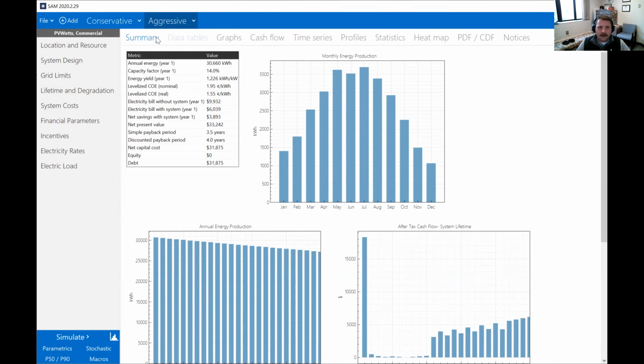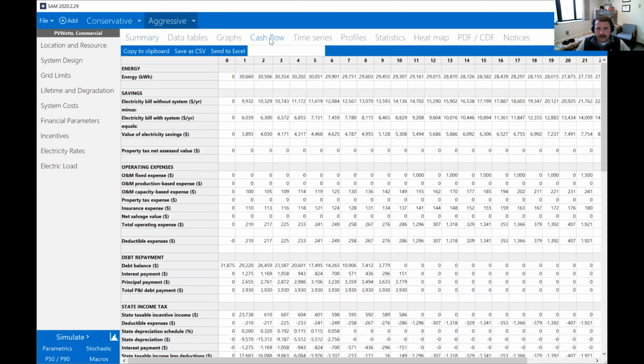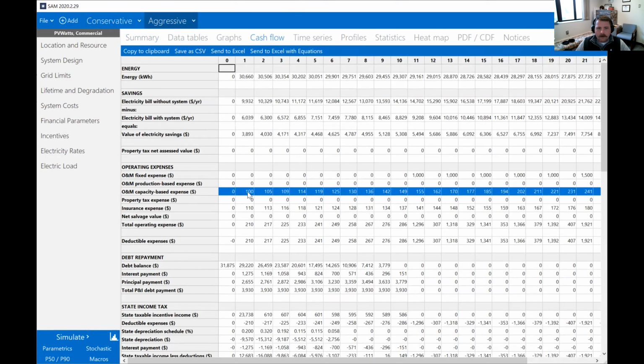We have these different things at the top that give us all kinds of options to visualize this data. I'm going to click on the cash flow, and we're going to visualize it from the cash flow standpoint. I'm just going to look at a couple of places. Here in O&M, we're paying $100 a year, but again, we're not actually paying this out. This is just a plan for what it's going to cost.